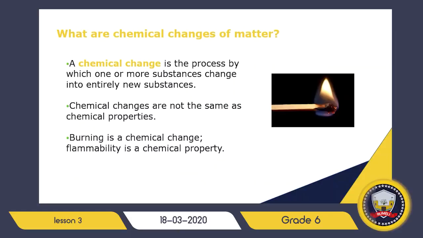What about chemical changes of matter? A chemical change is the process by which one or more substances change into entirely new substances. Chemical changes are not the same as chemical properties. How? For example, burning is a chemical change, but flammability, which is the ability of certain subject to burn, is a chemical property.